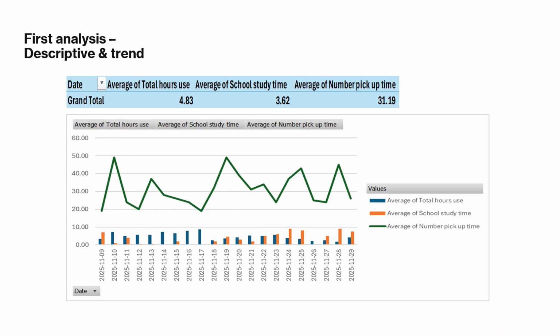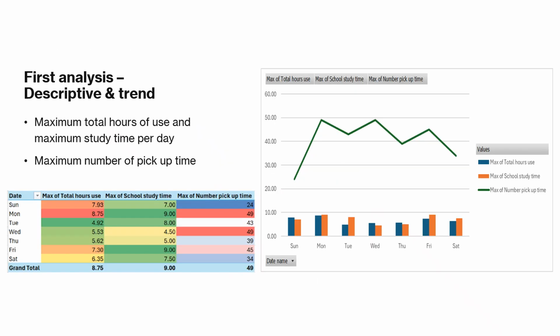This chart is showing the average total hour use. So my average total hour use is 4.83 hours. Average school study time is 3.62 hours and average number of pickups is 31 times. With the average school study time of 3.62, I do not meet my daily study time goal. This chart can help me answer my question 2.